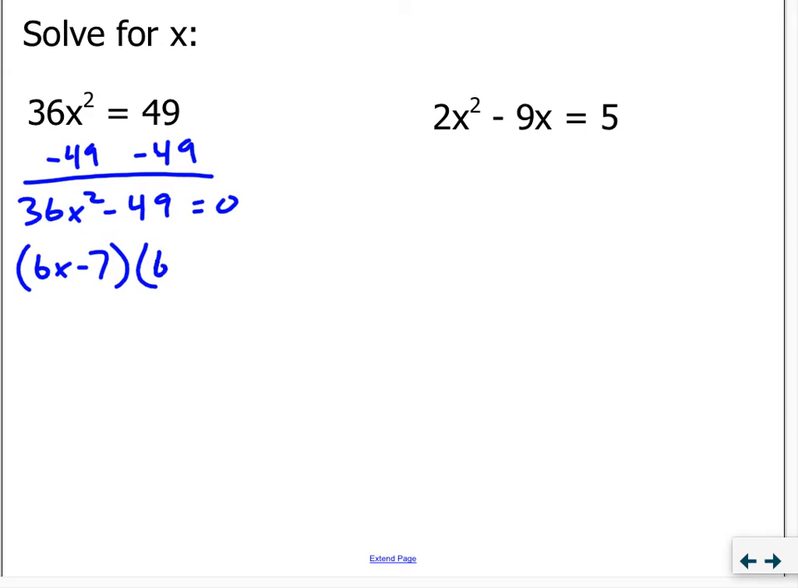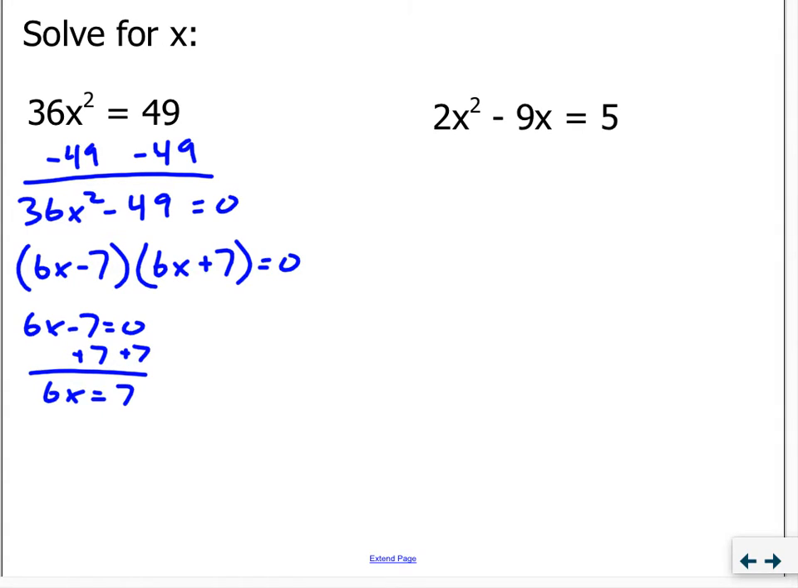How about 6x minus 7? Or difference of squares. I said GCF. Haha, I lied. So if we solve both of these equations by adding 7 and then dividing by 6, one of our answers is positive 7 over 6. And can you tell what the other answer is going to be? You just might be able to.